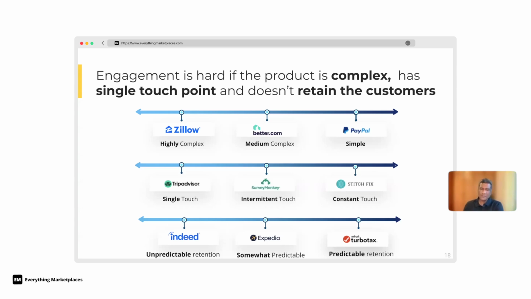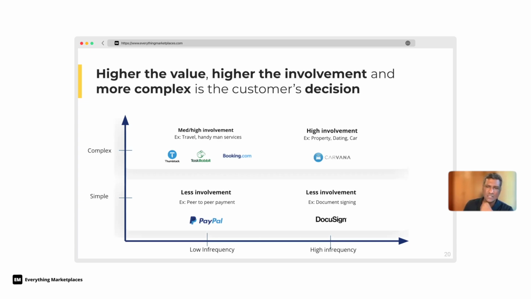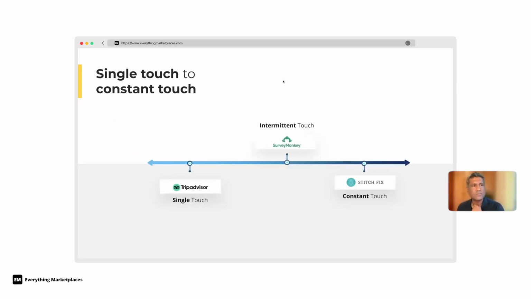So again, as I said, look, this is more about you understanding the parts and the attributes of the product so that the strategies to manage them can be your own eventually. Complexity, again, is a spectrum. As I said, Zillow's on one side, PayPal is on the other side. The higher the complexity, the more the decision time, which we've already spoken about. For instance, Carvana takes a lot more time as against a DocuSign, which is going to be a very simple and low involvement product.